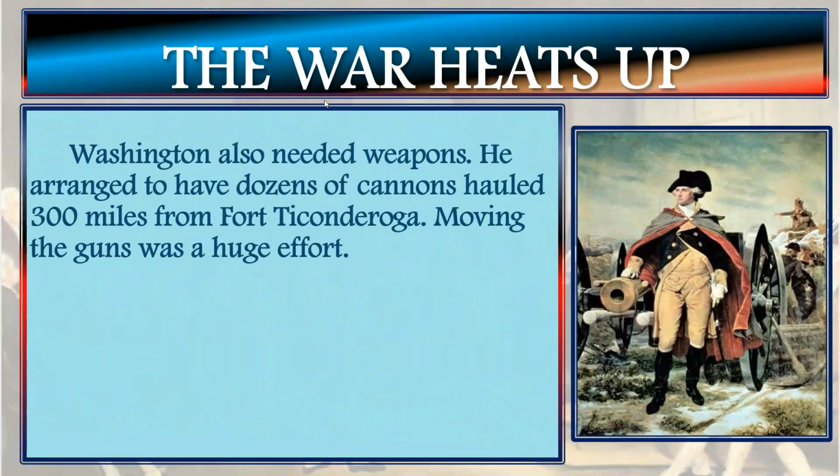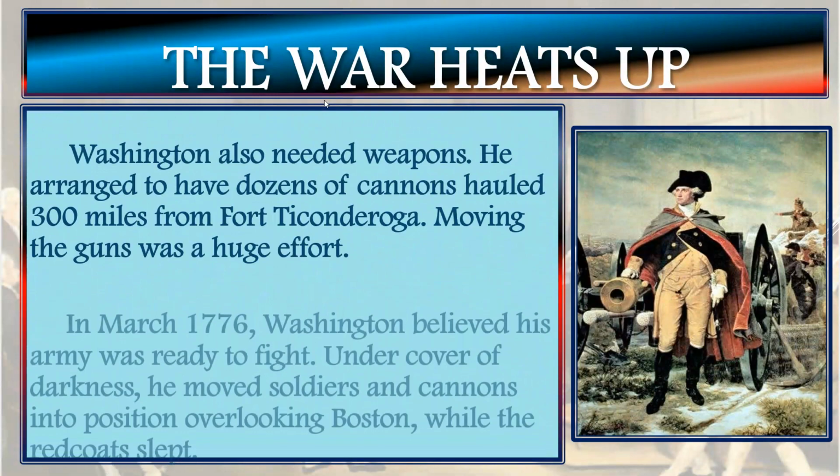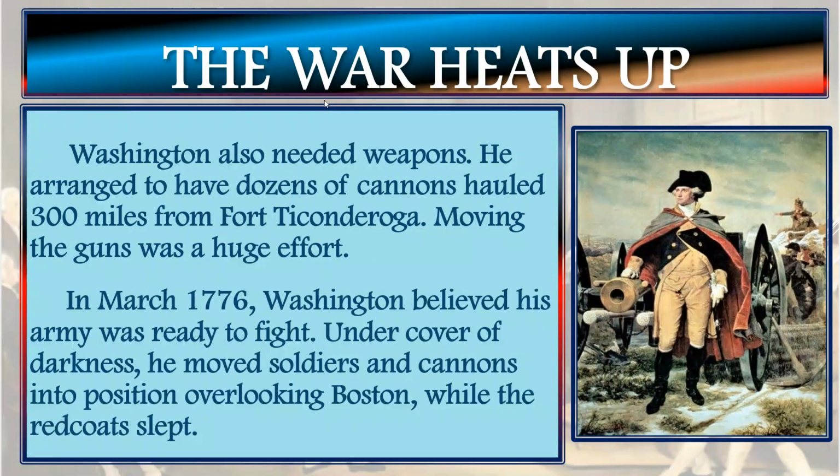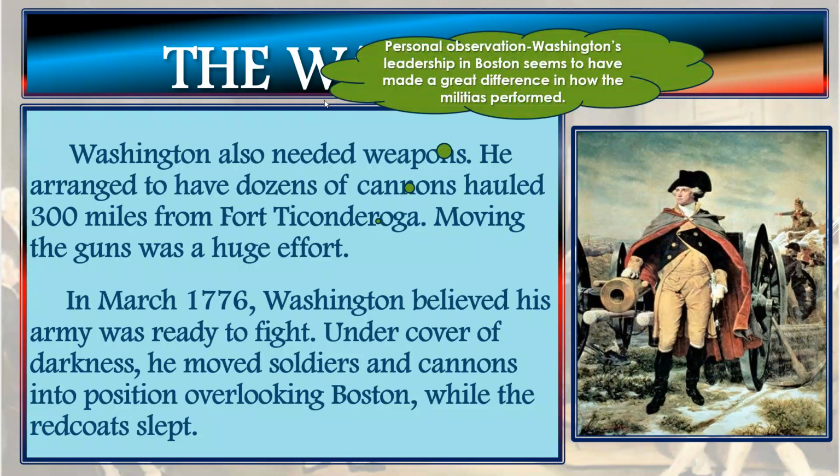Washington also needed weapons. He arranged to have dozens of cannons hauled 300 miles from Fort Ticonderoga. Moving the guns was a huge effort. In March 1776, Washington believed his army was ready to fight. Under cover of darkness, he moved soldiers and cannons into position overlooking Boston, while the Redcoats slept.